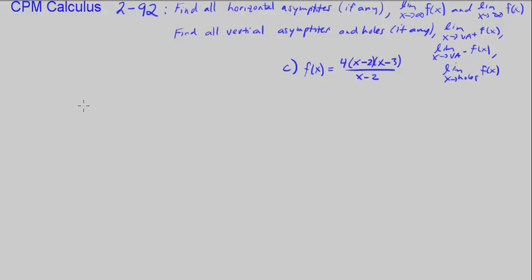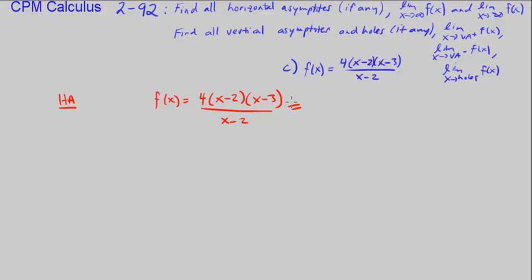Let's move on to part C. Now let's start with the horizontal asymptotes. Again, our function, we know, is f of x equals 4 times (x minus 2) times (x minus 3) over (x minus 2). Is this simplified or unsimplified? Well, the numerator is factored, yes, and the denominator is as simplified as it gets.